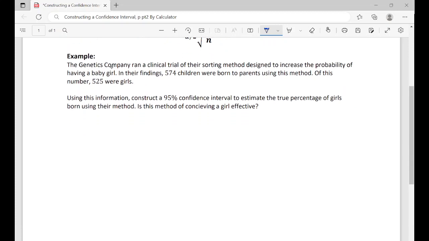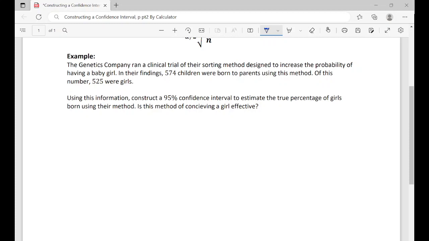So the genetics company ran a clinical trial of their sorting method designed to increase the probability of having a baby girl. In their findings, 574 children were born to parents using this method. Of this number, 525 were girls. So using this information, we're going to construct a 95% confidence interval to estimate the true percentage of girls born using their method. Is this method of conceiving a girl effective?